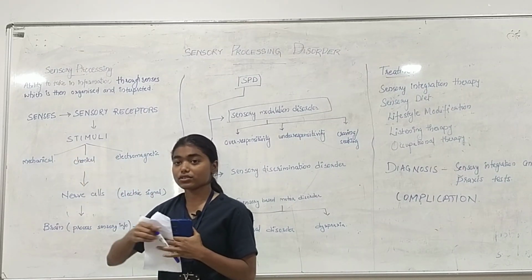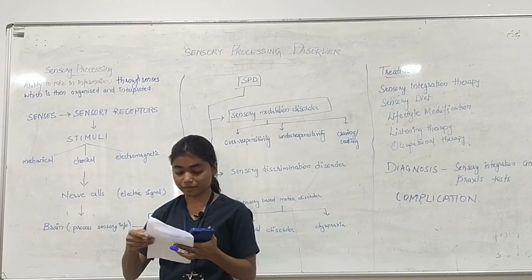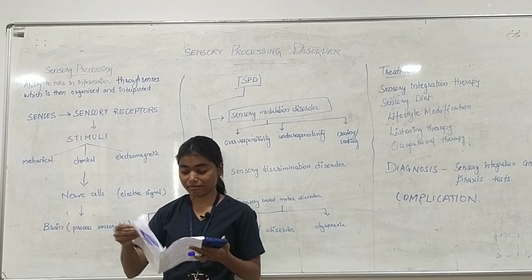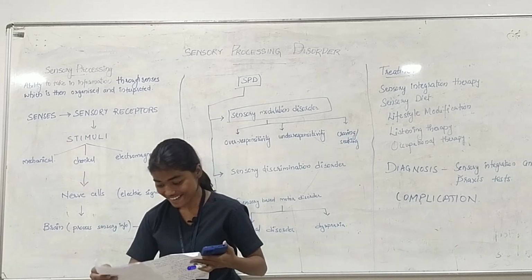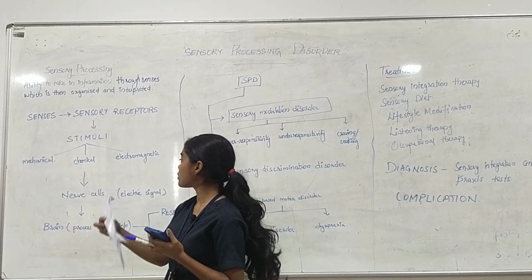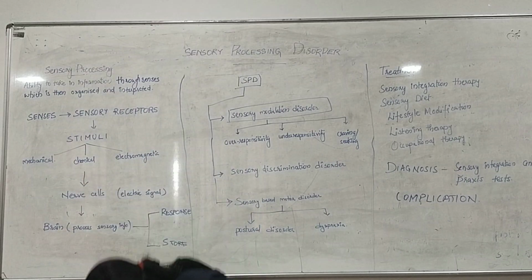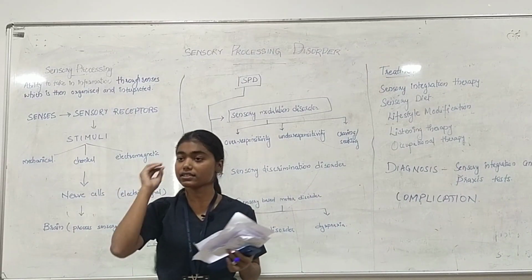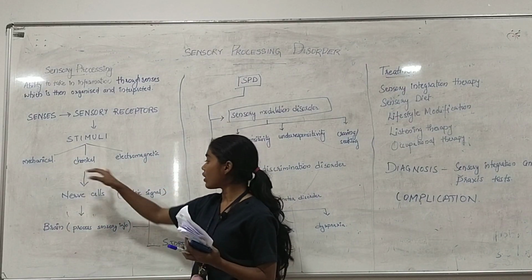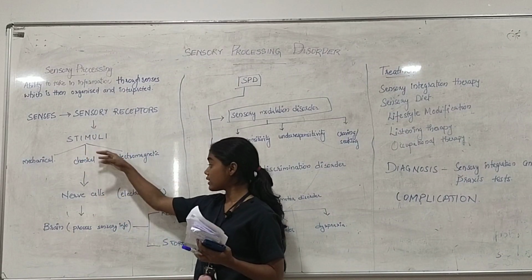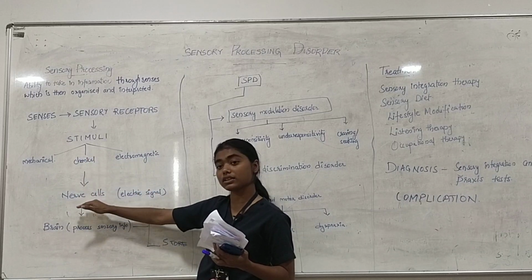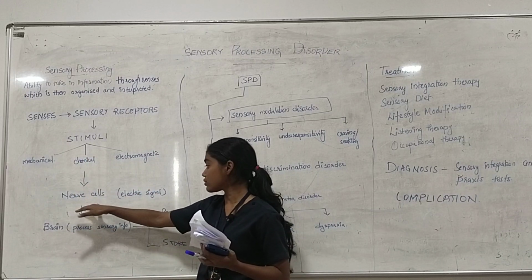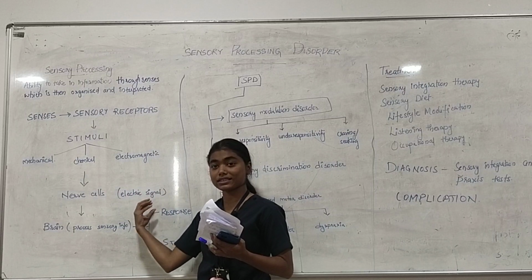Mechanical is two things, touch and so touch will be there. Chemical will be smelling and taste, and electromagnetic is the vision. Accordingly, all these stimuli work together and travel through the nerve cell, where they are changed into electrical signals.